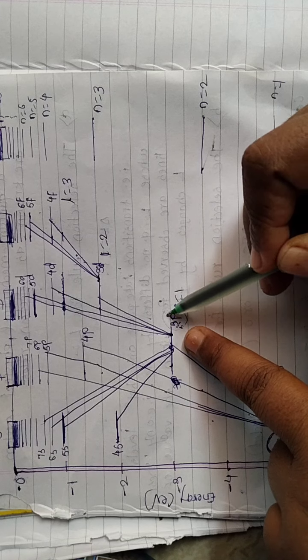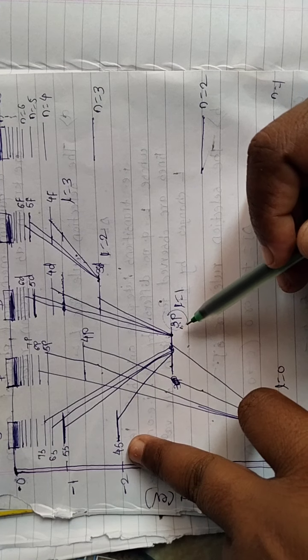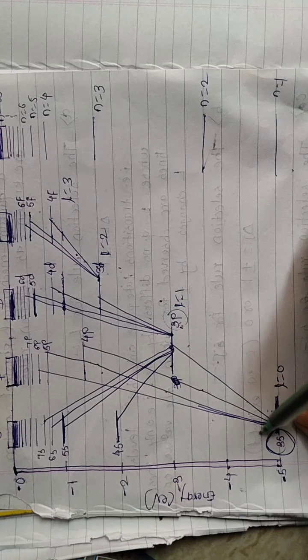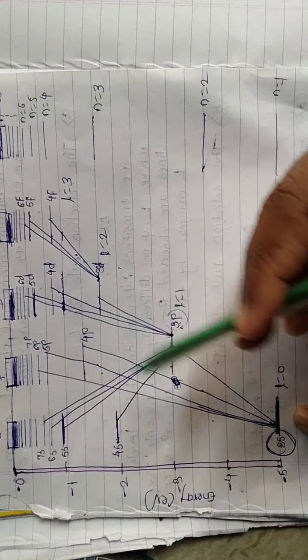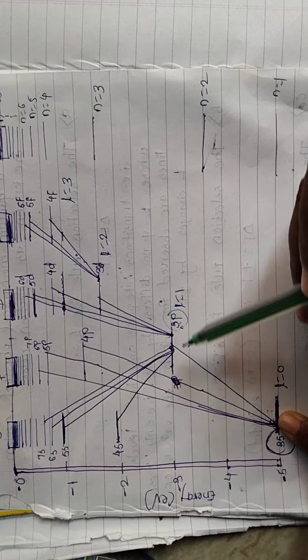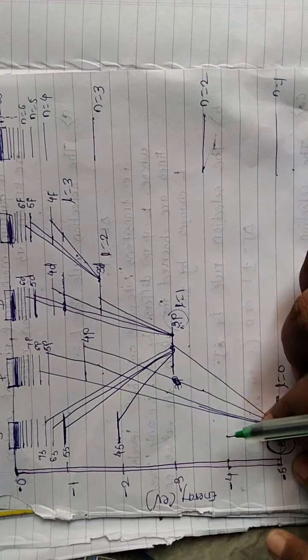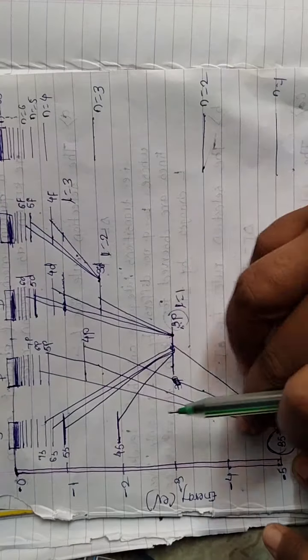After 3p they will excite to the 4s. These are the energy levels, so these are the only possible energy levels. Electron may excite to the 3p, 4p, 5p, 6p.